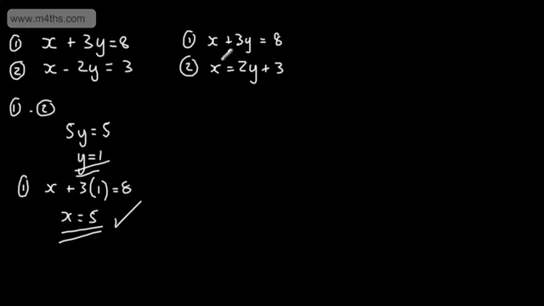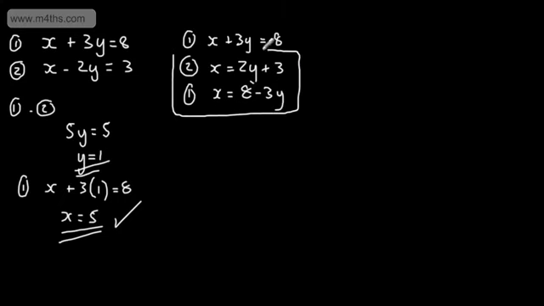An alternative would, in fact, be to write equation number 1 as x is equal to 8 minus 3y. That looks a bit better. And then what we can do at this stage, let's just put this on. So this is going to be 8 minus 3y. So what I've done is just made x the subject in both.